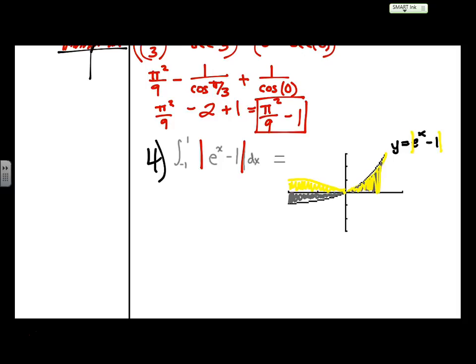Uh-oh. So wait, how do we do that? Hold on, absolute value, did part of the graph stay the same and part of the graph flip? Oh my goodness, that's a thing with absolute value, right? Positives stay the same and negatives flip. So the gray was what just plain old e to the x minus 1 is. The yellow is with the absolute value.